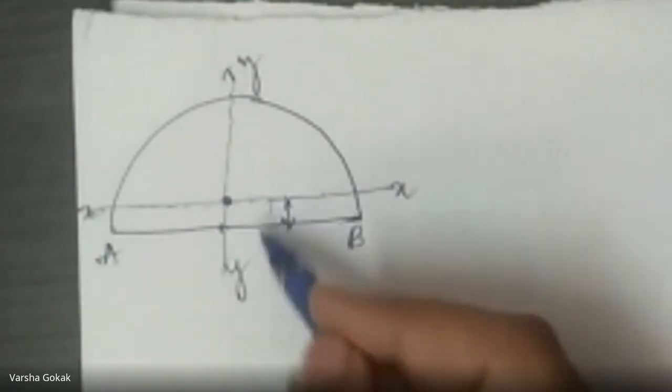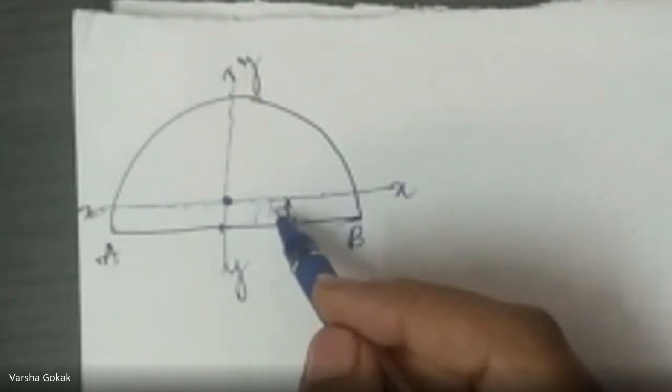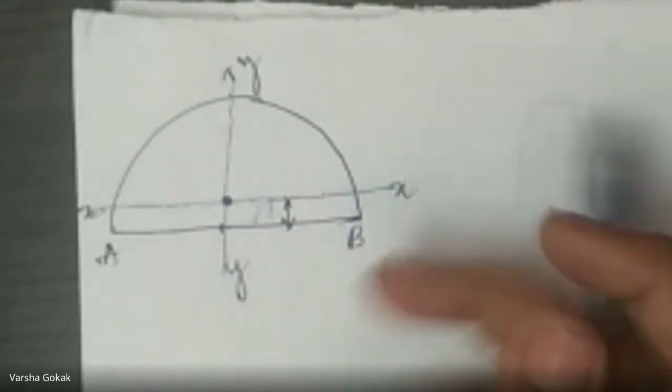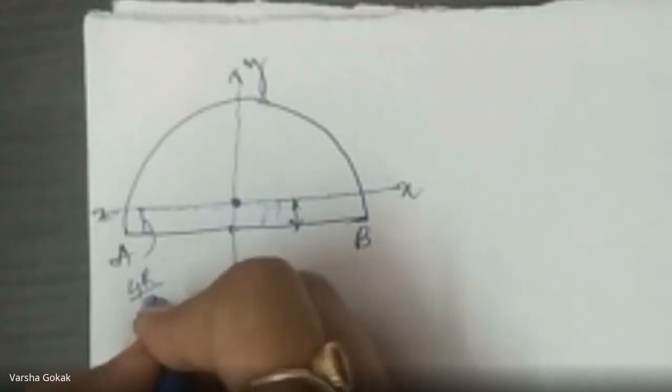Centroid of a semicircle, what is the distance? It is in terms of r and pi. 4r by 3 pi. Correct. So this distance is 4r by 3 pi, we know.